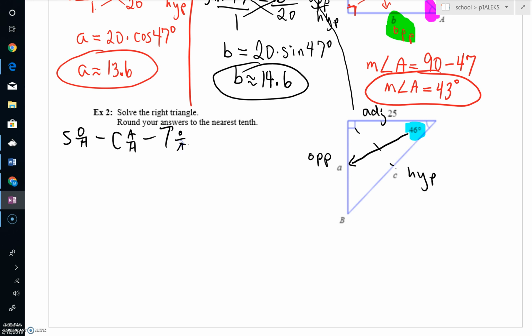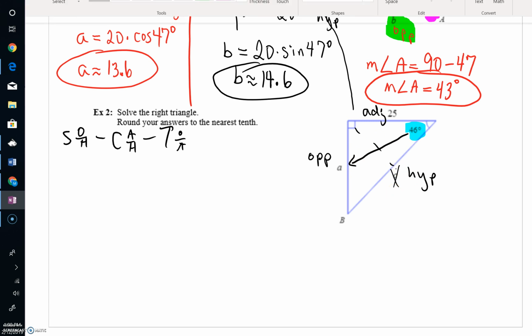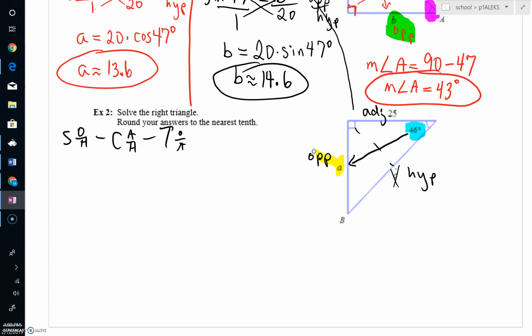Where are we going with this? Well, maybe you want to find side A first. That means momentarily ignore side C. Only look at one of your unknowns at a time. And you can see you have your opposite, you have your adjacent, and that's TOA. So I'm going to say tangent. The tangent of 46 degrees is going to equal A over 25. That's opposite over adjacent.